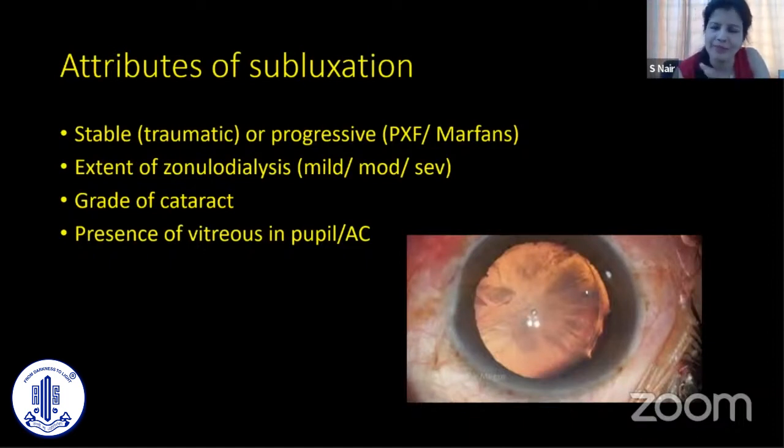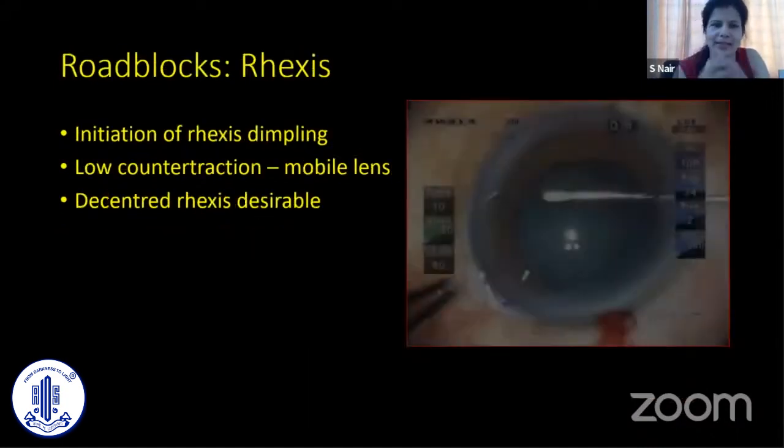The grade of cataract, if it is slightly on the lower side, makes surgery much easier than when it's a harder cataract and you have to deal with two aspects, both the subluxation and a dense nucleus. And of course, the presence of vitreous in the pupillary area or the anterior chamber.